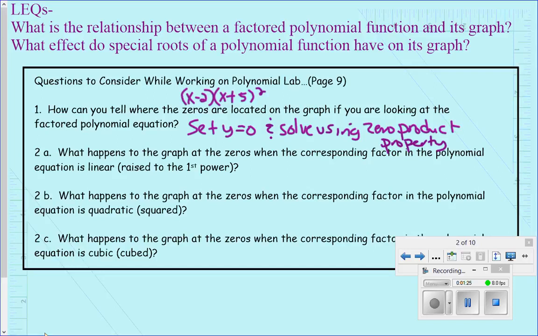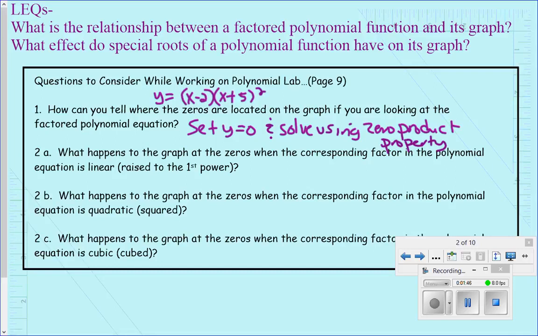So second question, what happens to the graph at the zeros when the corresponding factor in the polynomial is linear, raised to the first? So again, if I look back to the first equation, we have y equals in front of that. The x minus 2 is raised to the first, so that's what it's referring to. And if you look at your description for that one, we said that the graph went through at 2, 0.